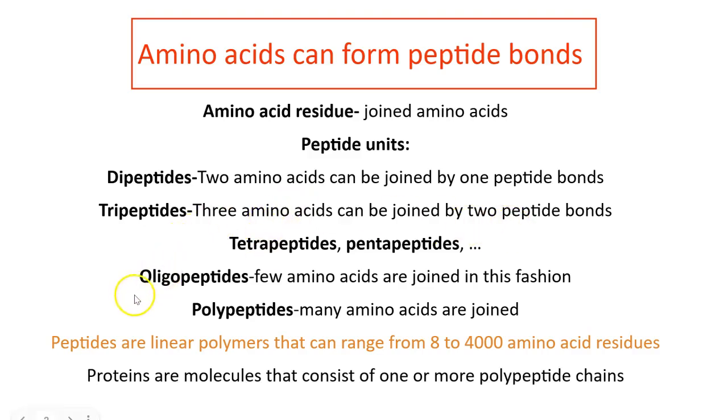forth. And then you can have oligopeptides, which is just a few amino acids that are joined in some fashion. And then you have polypeptides, which are many amino acids that are joined together. So peptides are linear polymers that can range from 8 to 4,000 amino acids that are joined together. And proteins are molecules that consist of one or more polypeptide chains.